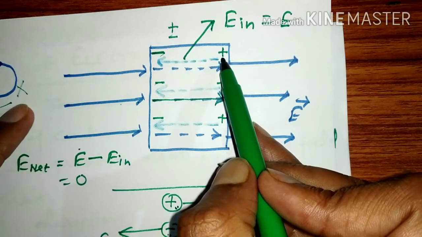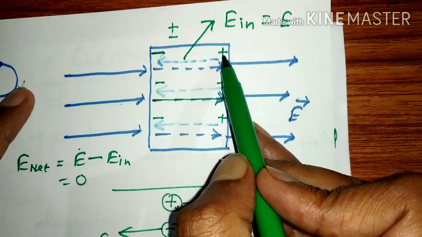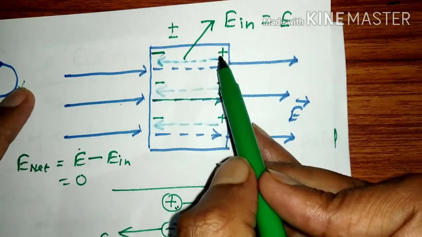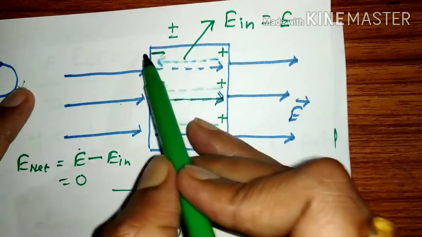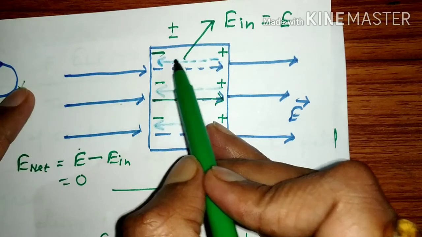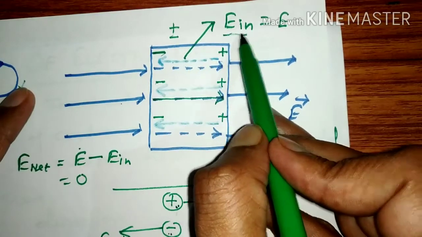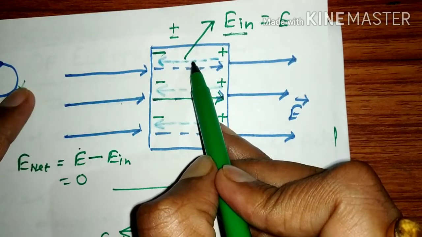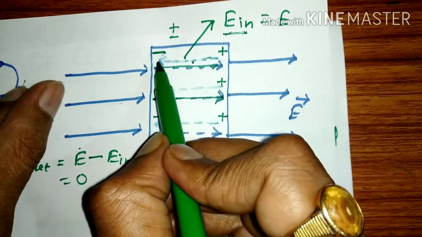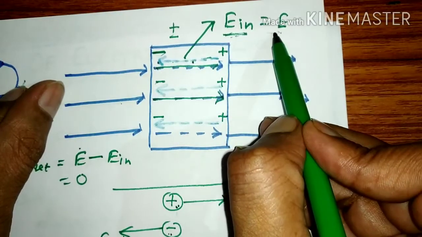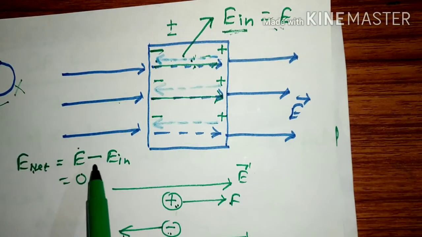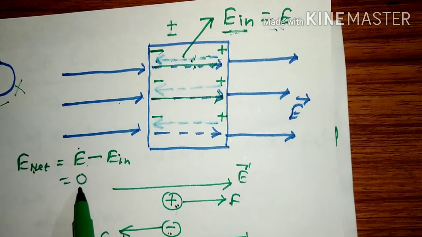Positive charge will be forced in the direction of electric field and negative charge will be forced in the opposite direction of electric field. Thus, this separation of the positive and negative charge produces another electric field inside the conductor, which is known as induced electric field. Since the applied electric field and induced electric field are equal in magnitude but opposite in direction, the net electric field inside the conductor becomes 0.